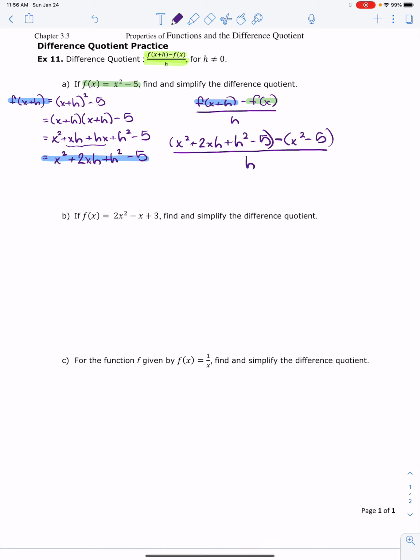Now, you've been conditioned when you see parentheses like this to distribute that negative and get rid of the parentheses. You really can do that, but I have found that that is an extra step that gives us the opportunity to make mistakes. So to avoid that, here's what I'm going to do. I have the first set of parentheses minus the second set of parentheses. Anything that's exactly the same in both sets is going to cancel out. So I have x squared here minus x squared. I have a minus 5 minus minus 5.